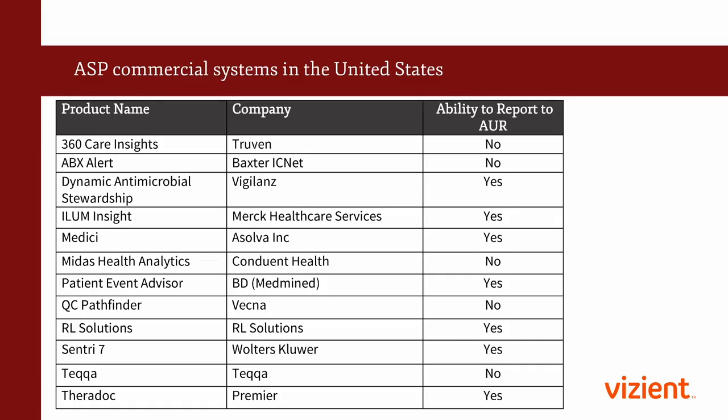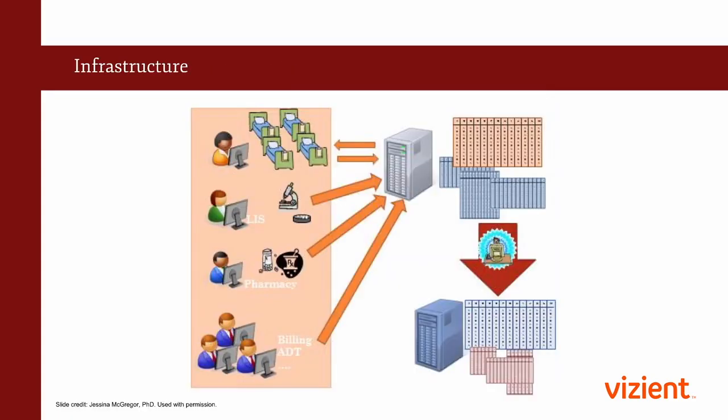This chart provides a comprehensive listing of the third-party commercial systems that were available at the time of this recording. The majority of these products have both antibiotic stewardship capabilities as well as technology to support infection prevention activities. In addition, many of them now have the capability to submit antibiotic utilization data electronically into the Antibiotic Use and Resistance Module, or AUR. The AUR module is part of the Center for Disease Control's National Healthcare Safety Network, which is also known as NHSN.